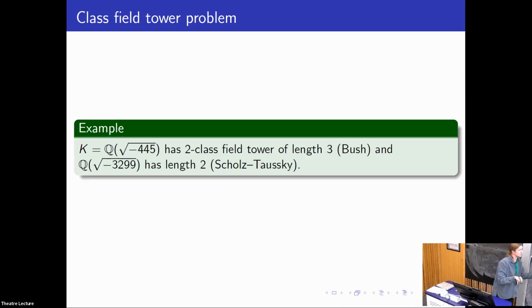But the length is not in general just 1. For example, if you take Q adjoin the square root of minus 445, then the 2 class field tower will have length 3. And you can have something of length 2 if you take this. It turns out that it's very hard in general. I think the maximum of the finite towers we know is maybe a 4 step or something like that.